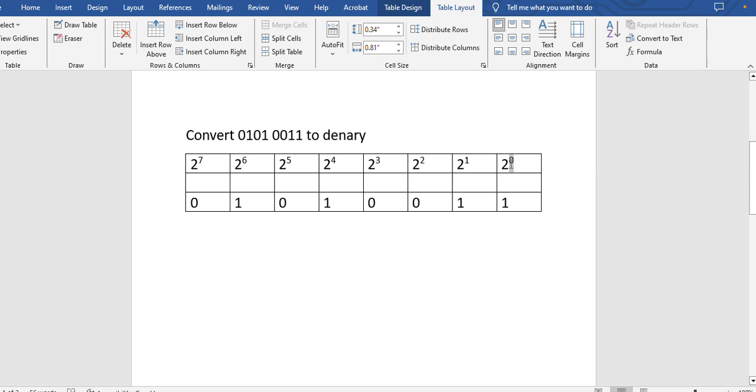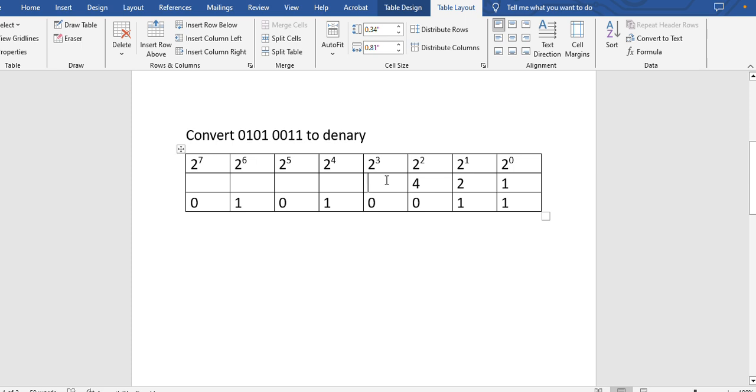Any number raised to power 0 is equal to 1, so 2 raised to power 0 is 1. Any number raised to power 1 is equal to that number, so 2 raised to power 1 is 2. 2 raised to power 2 is like 2 squared. You are multiplying 2 by 2, so it is 4.